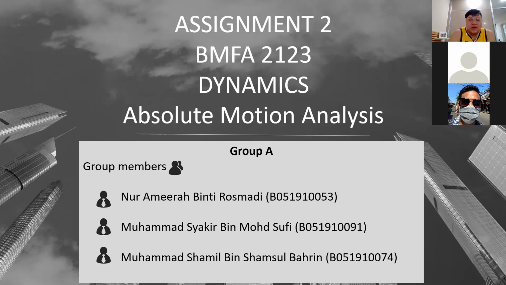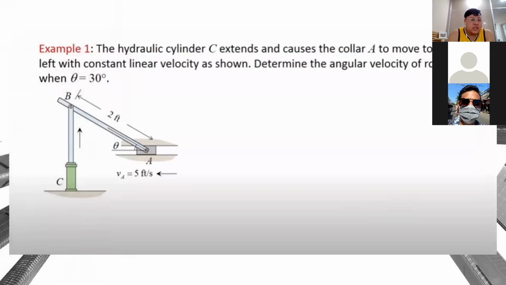Today, we are going to give you an example of an absolute motion analysis. Okay. Question here states, the hydraulic cylinder C extends and causes the collar A to move to the left with constant linear velocity as shown. Determine the angular velocity of rod AB when theta equals 30 degrees.